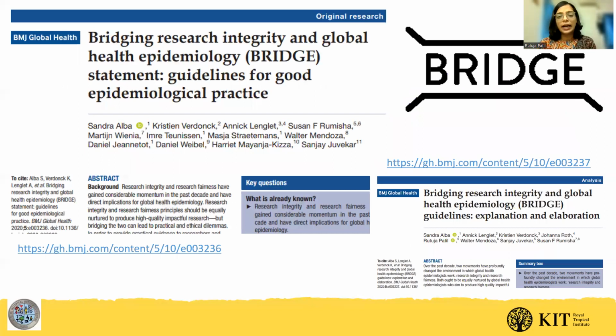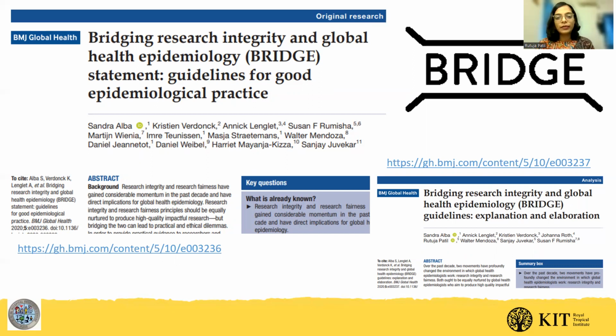So the BRIDGE guidelines, which develop a checklist to conduct epidemiological research, were published in 2020 in BMJ Global Health. And these are accompanied by another article which explains and elaborates these guidelines. Both these publications are open access, which all publications should be.